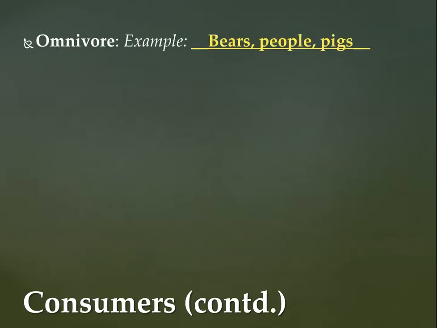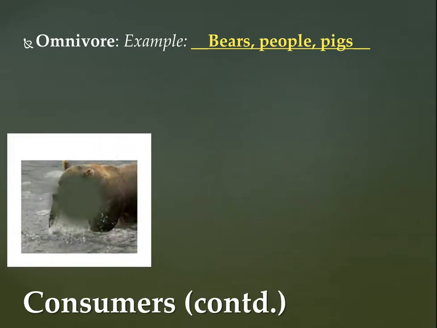But there are some other special kinds of consumers too. Omnivores. Think about yourself as a human being. You eat meat sometimes, you eat plants sometimes. You're an omnivore, you can handle both. Well, so are bears. Bears are also omnivores. They can go into the stream and have a tasty fish for a meal, or they can eat nuts and berries off of trees.